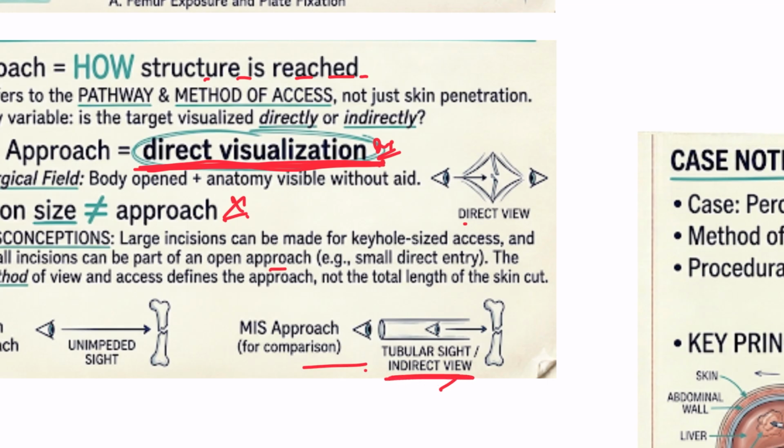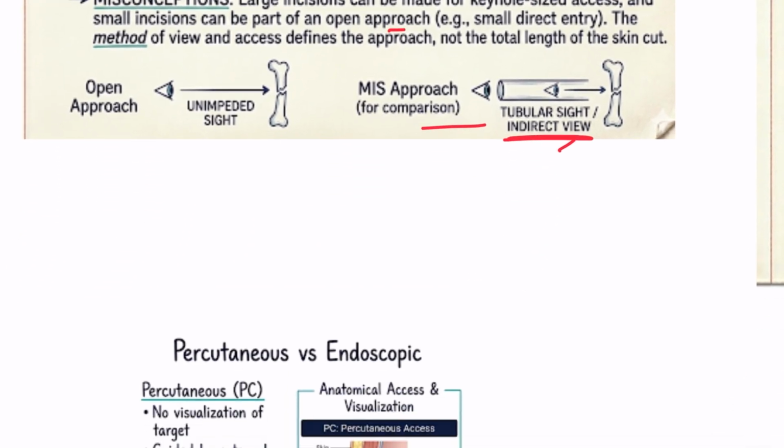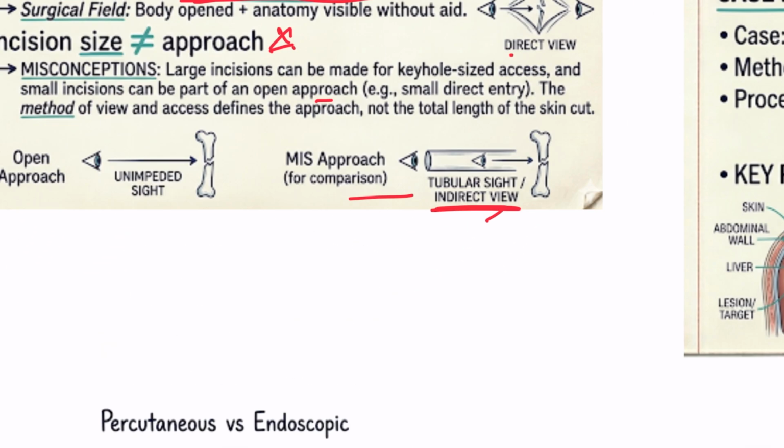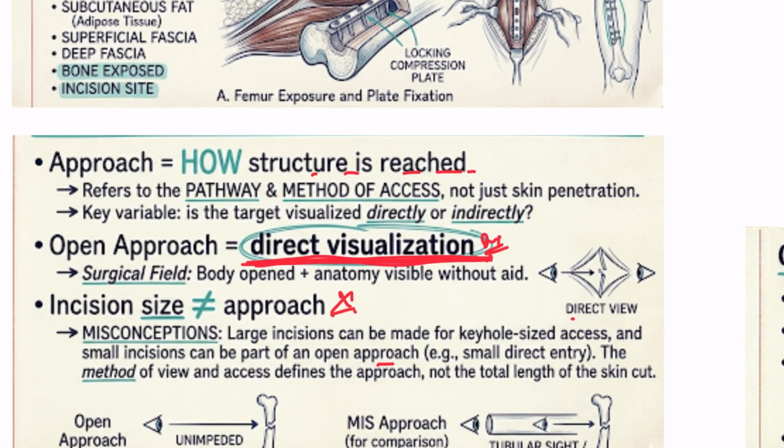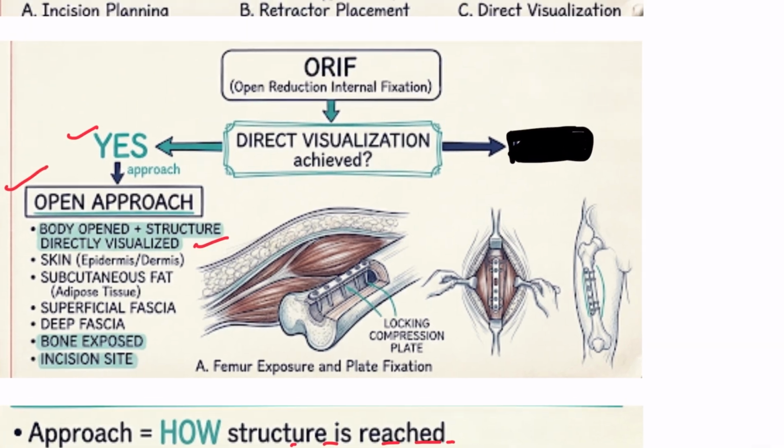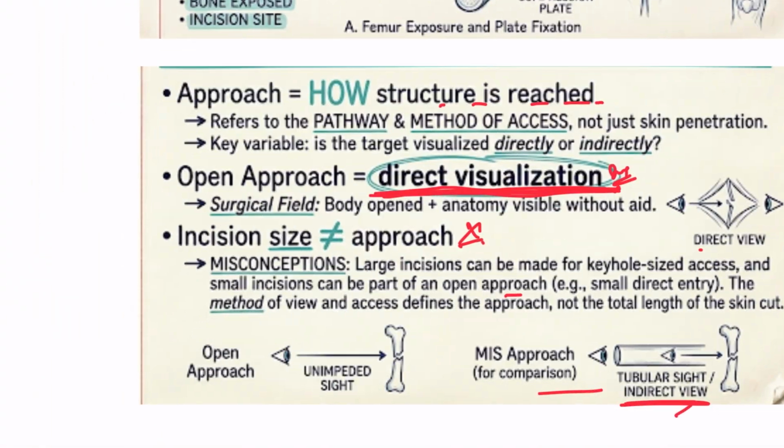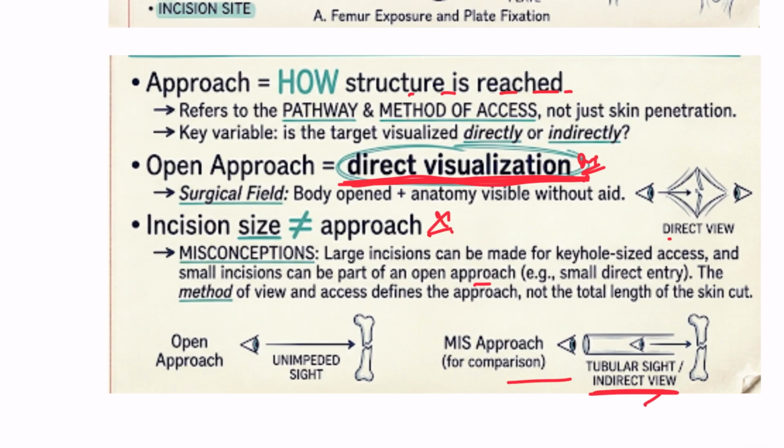Approach is not the name of the procedure. It is not how big or small the incision is. It comes from one simple thing: how the surgeon assesses the structure and whether they could directly see it or not. Once you start thinking like this, approach becomes very, very easy.